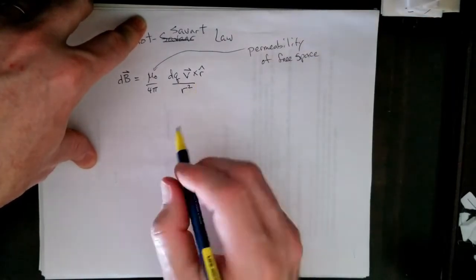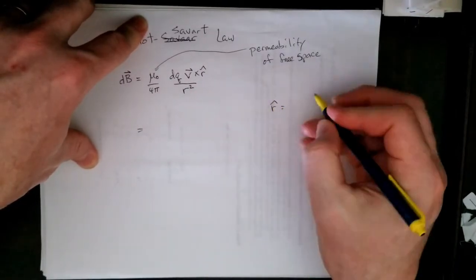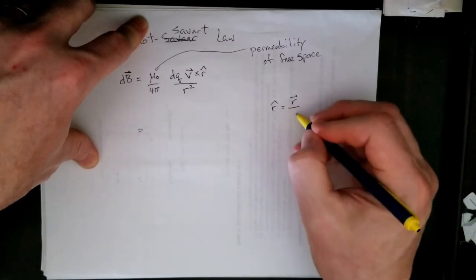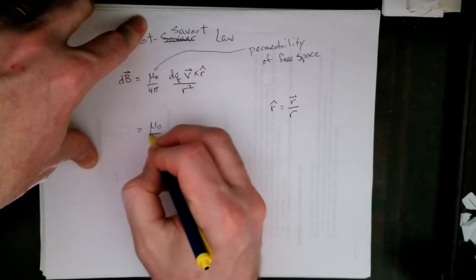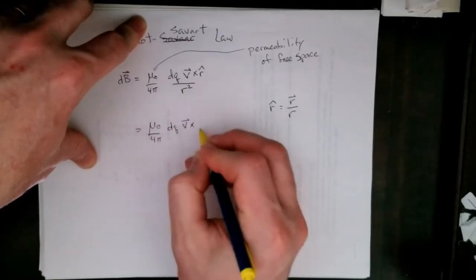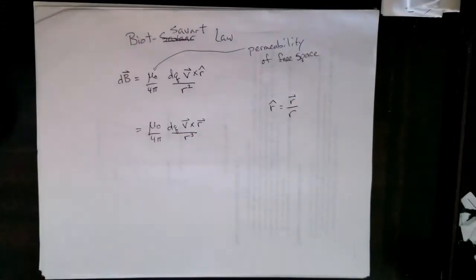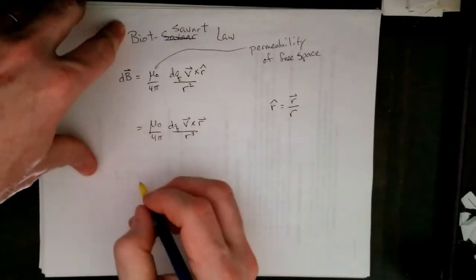The other form of it, if you think about what r hat is, you just take a vector in the radial direction and divide by the magnitude of r. This also can be written as mu naught over 4 pi dq v cross r over r cubed. And so that's another form of it. The third and fourth form deal with current, so let's go ahead and derive that.